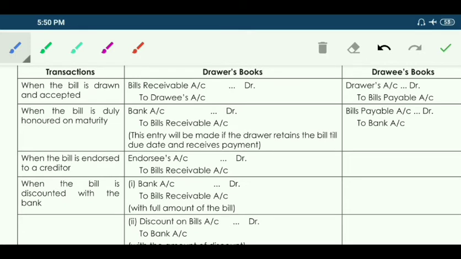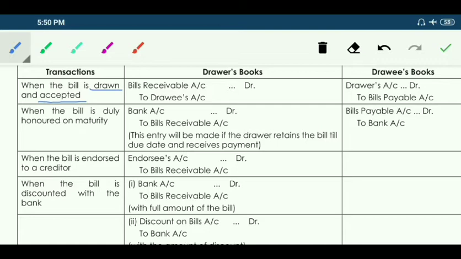So the first transaction, in the drawer's books and the drawee's books, is when the bill is drawn and accepted. In the drawer's books, bills receivable account debtor to drawee's account. So we clearly understand this entry.